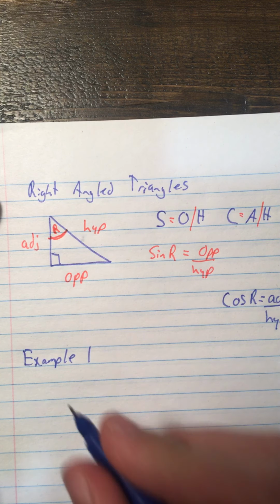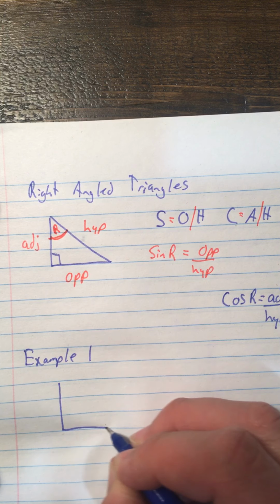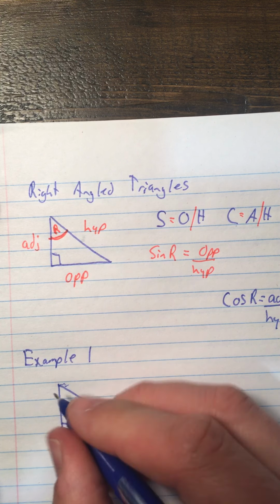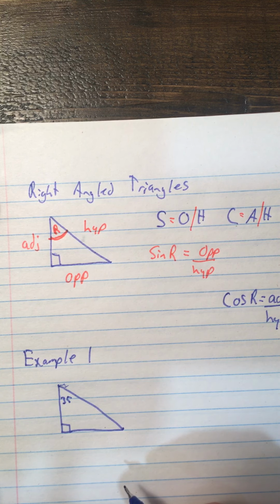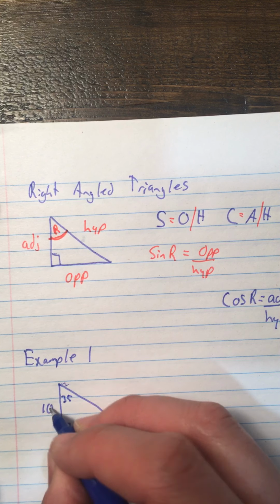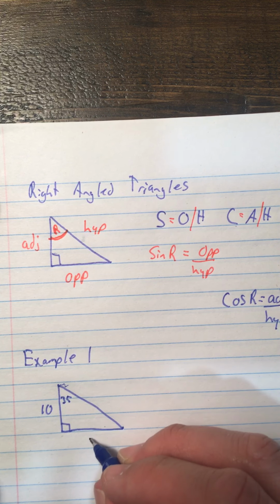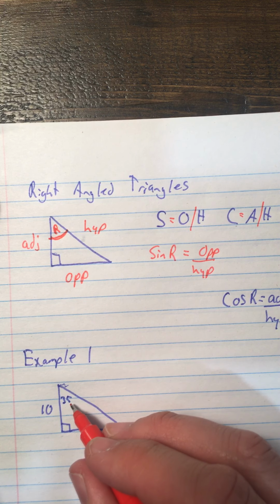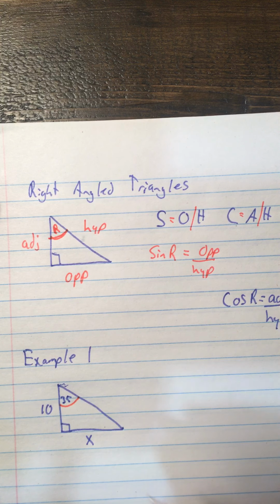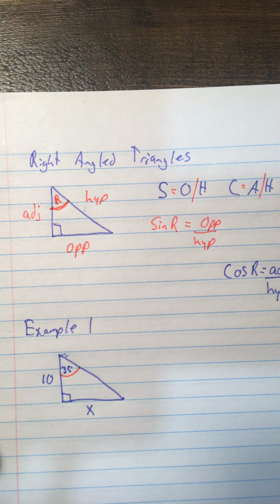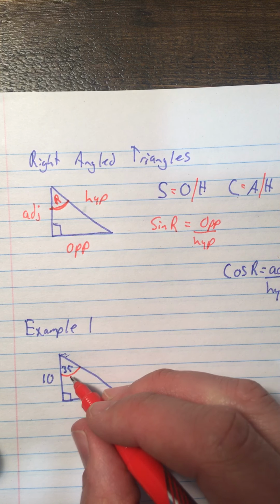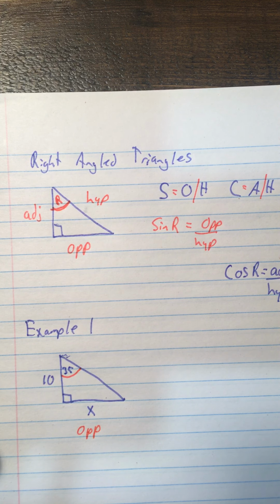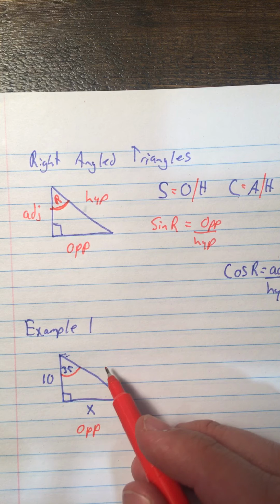Example one. Let's say I have a triangle that just looks like this, and you have a 35-degree angle, and you have 10 here on this side, and you want to find x. First step, identify the reference angle. It's the one you're given or you want to find, right here. Now label the sides that you have or you want to find. Across from the reference angle is my opposite, so I want to find my opposite. And beside my reference angle, that is not my hypotenuse, is my adjacent.